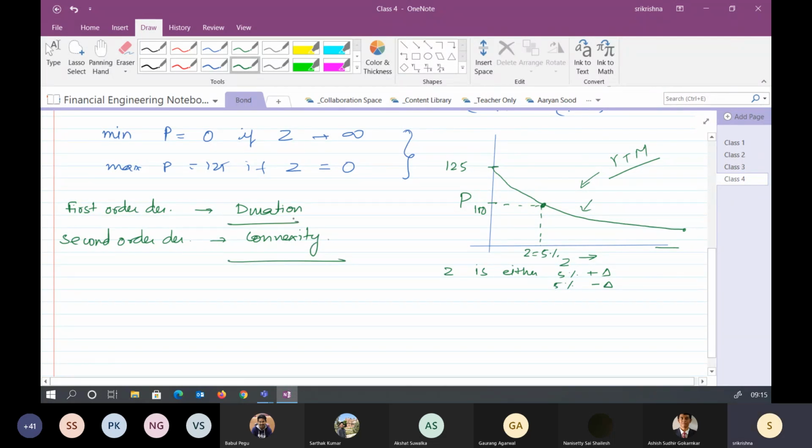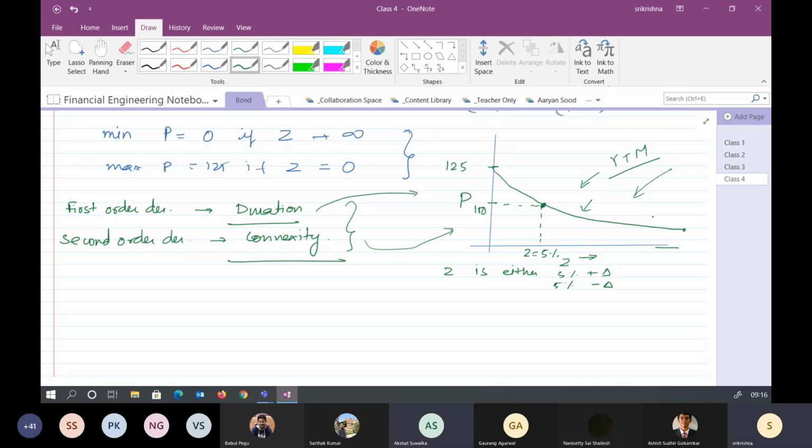So these two terms come into the picture: duration and convexity of a bond. This is the graph we are looking at, and we are trying to understand how the price would change with small changes in the interest rate. Duration takes the first order approximation of this curve, and convexity takes the second order approximation. Are you getting my point? Please raise your hand if you are getting what I'm trying to explain.